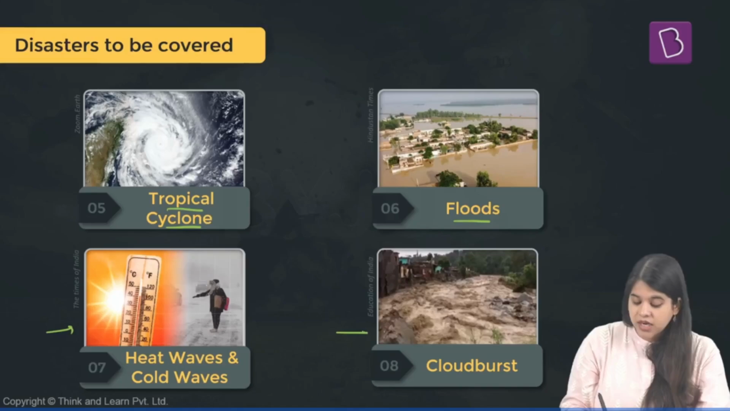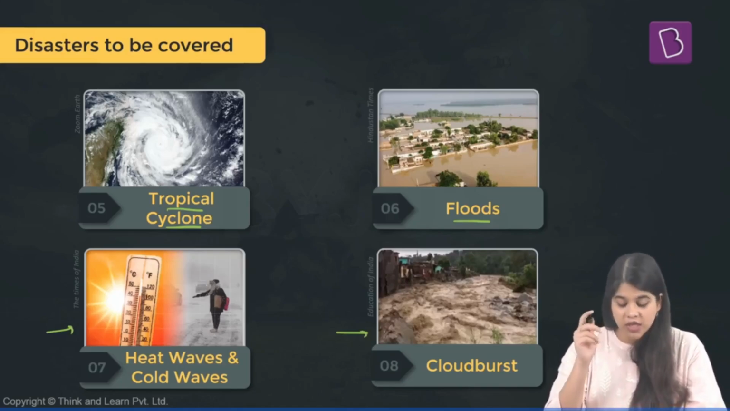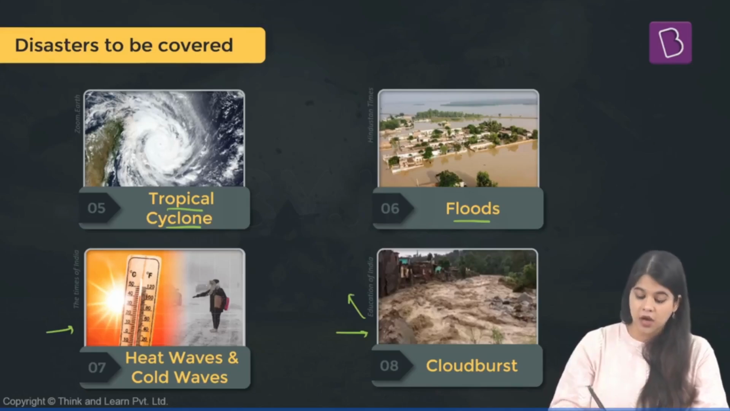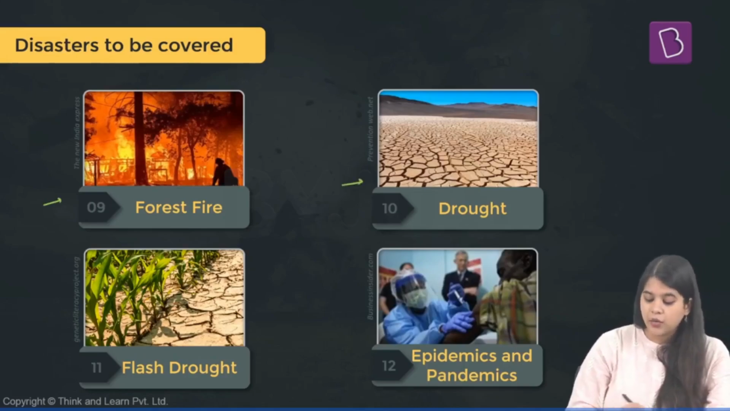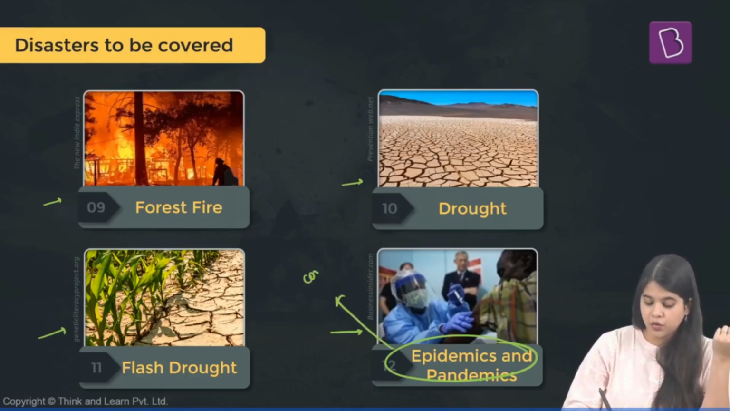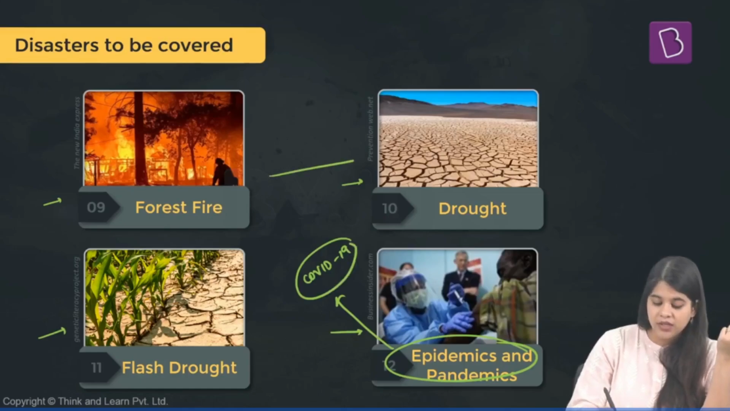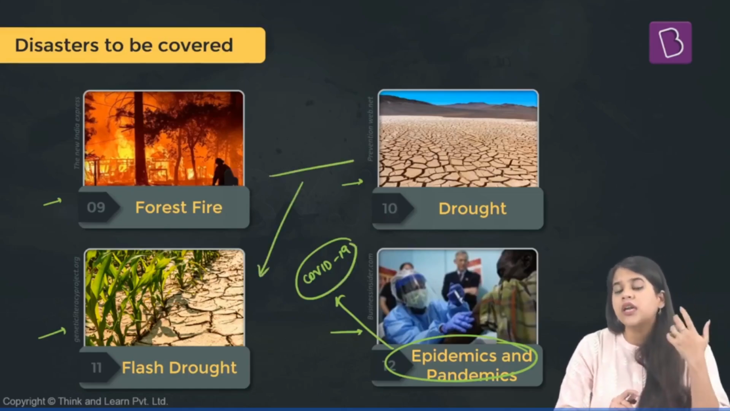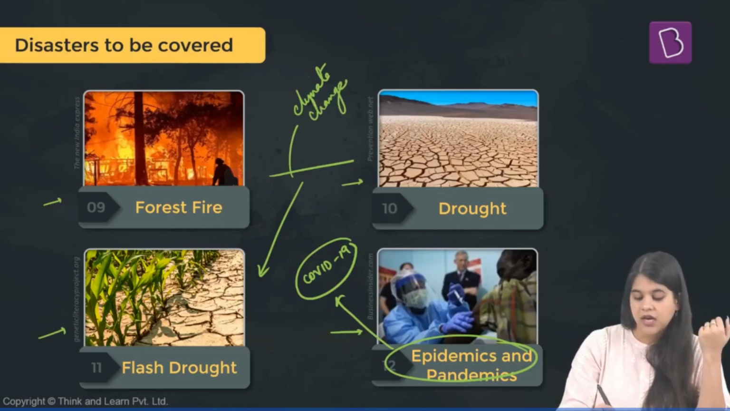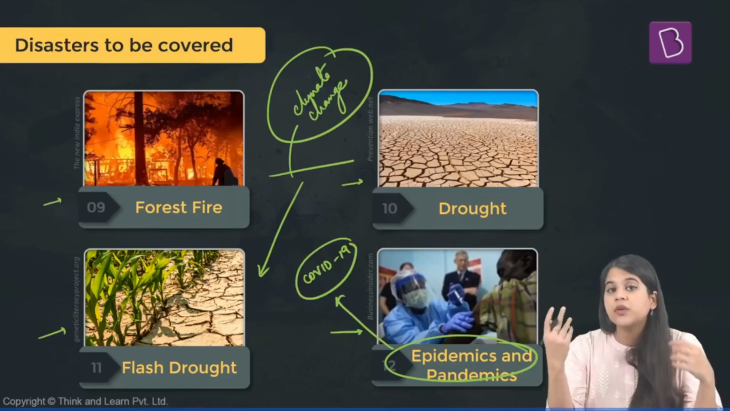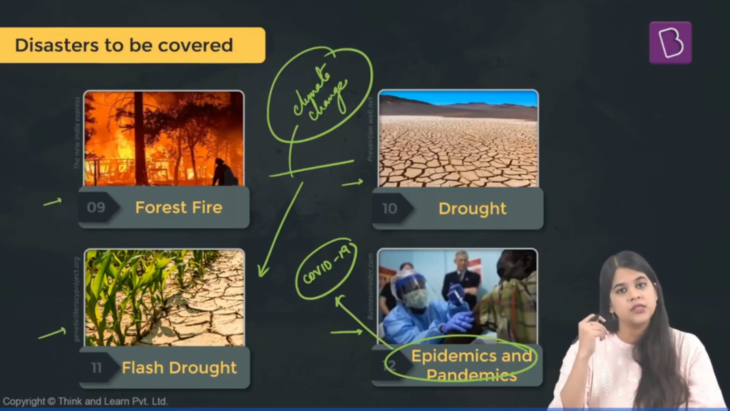climate change. We'll study about the phenomena of cloudburst. A question was directly asked about cloudburst in the year 2022. After this, we'll take a look at forest fires, at droughts, at flash droughts, and epidemics and pandemics. This is very much in news due to the COVID-19 pandemic. And all these three disasters, they are also continuously in news because of climate change and how climate change will increase the frequency and the randomness of these disasters.